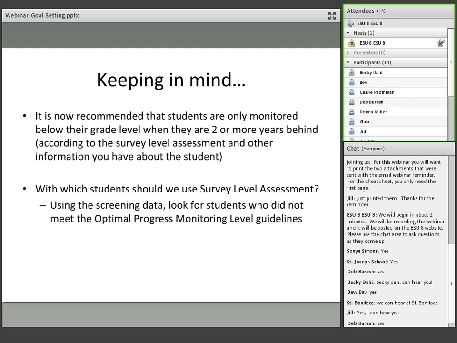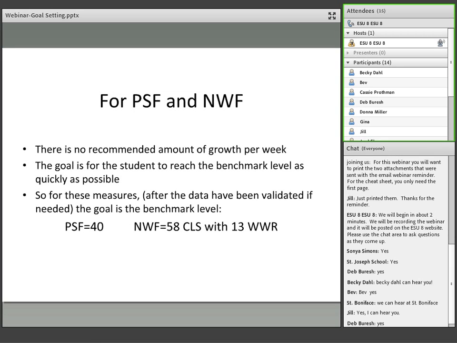So if you look at the screening data and they didn't meet the optimal progress monitoring level guidelines, so thinking about that 90% accuracy and the number of words correct that they need to read at those grade levels, if they don't meet that on the benchmark, then maybe you need some more information to figure out the right progress monitoring level for that student. And that is an informal assessment. So if you're asking your school psychologist for help, it doesn't mean that you have to go through getting permission from parents and everything to do that survey level assessment. Right, good point. So yeah, it's not a formal assessment, it's more informal. Just a way to help us figure out the best level for progress monitoring and also to give you some more information about the student's skills.